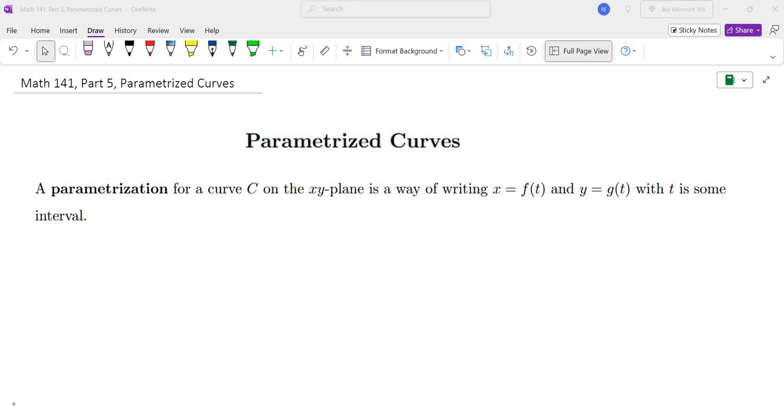Hello, this is video number 5 on my single variable calculus 2. In this video, we're going to talk about parametrized curves. A parametrization for a curve C on the xy plane is a way of writing down x and y as a function of a parameter.